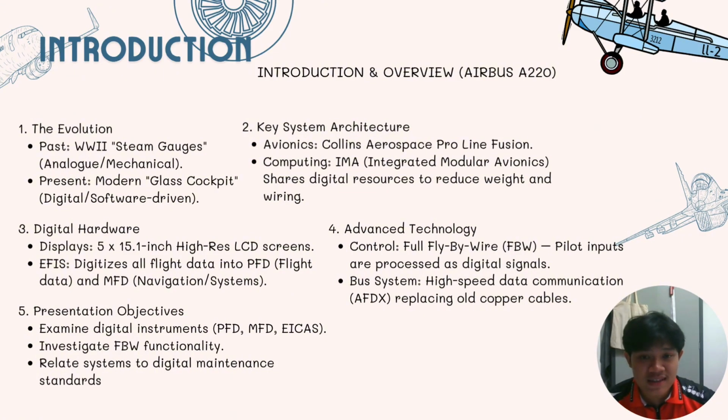Okay, the second one is the key system architecture. The first one is the avionics, where we use Collins Aerospace Pro Line Fusion. The second one is computing, IMA, Integrated Modular Avionics, that shares digital resources to reduce weight and wiring. The third one is digital hardware: the cockpit has five displays of 15.1 inch with high resolution LCD screens, and also the EFIS, which digitizes all flight data into PFD flight data and MFD navigation or system.